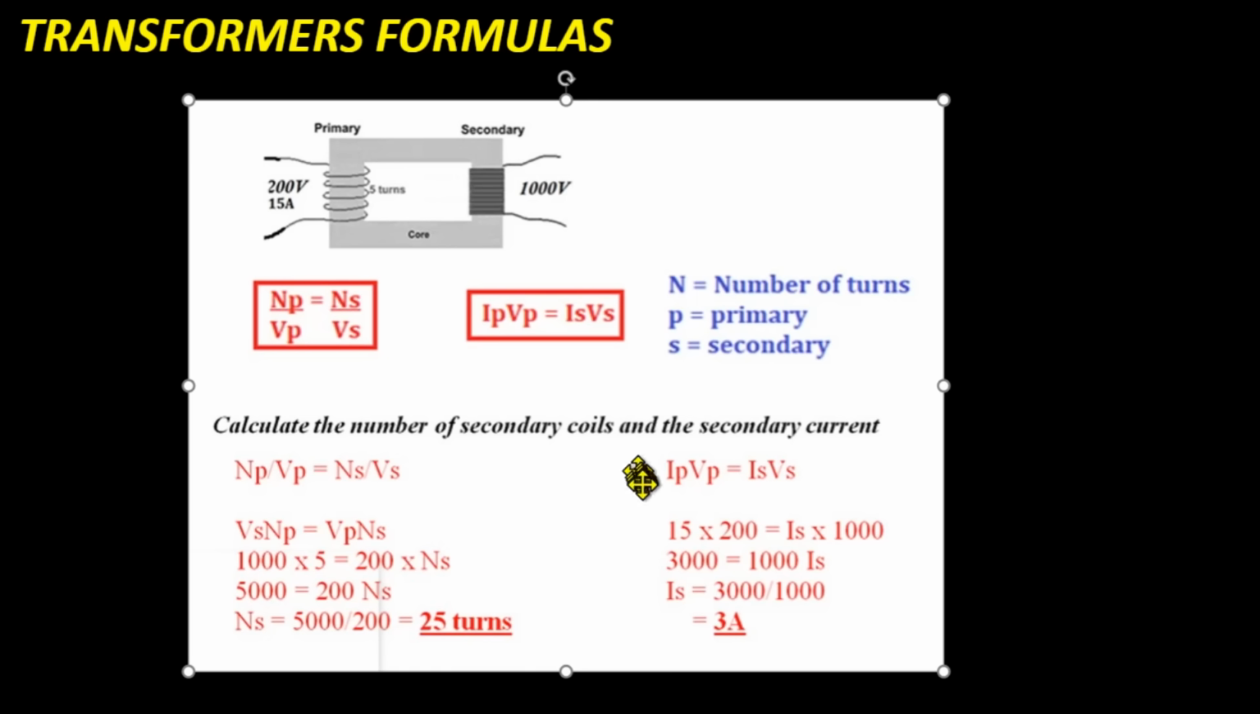To calculate the secondary current, we just have to say IPVP is equal to ISVS, where the primary current is 15 amps as you are seeing here. The primary voltage is 200, is equal to the secondary current times 1000, which is the secondary voltage. 15 times 200 is 3000, is equal to 1000 IS, so IS is equal to 3000 over 1000, so our secondary current is equal to 3 amperes. Feel free to pause the video and go through this by yourself.